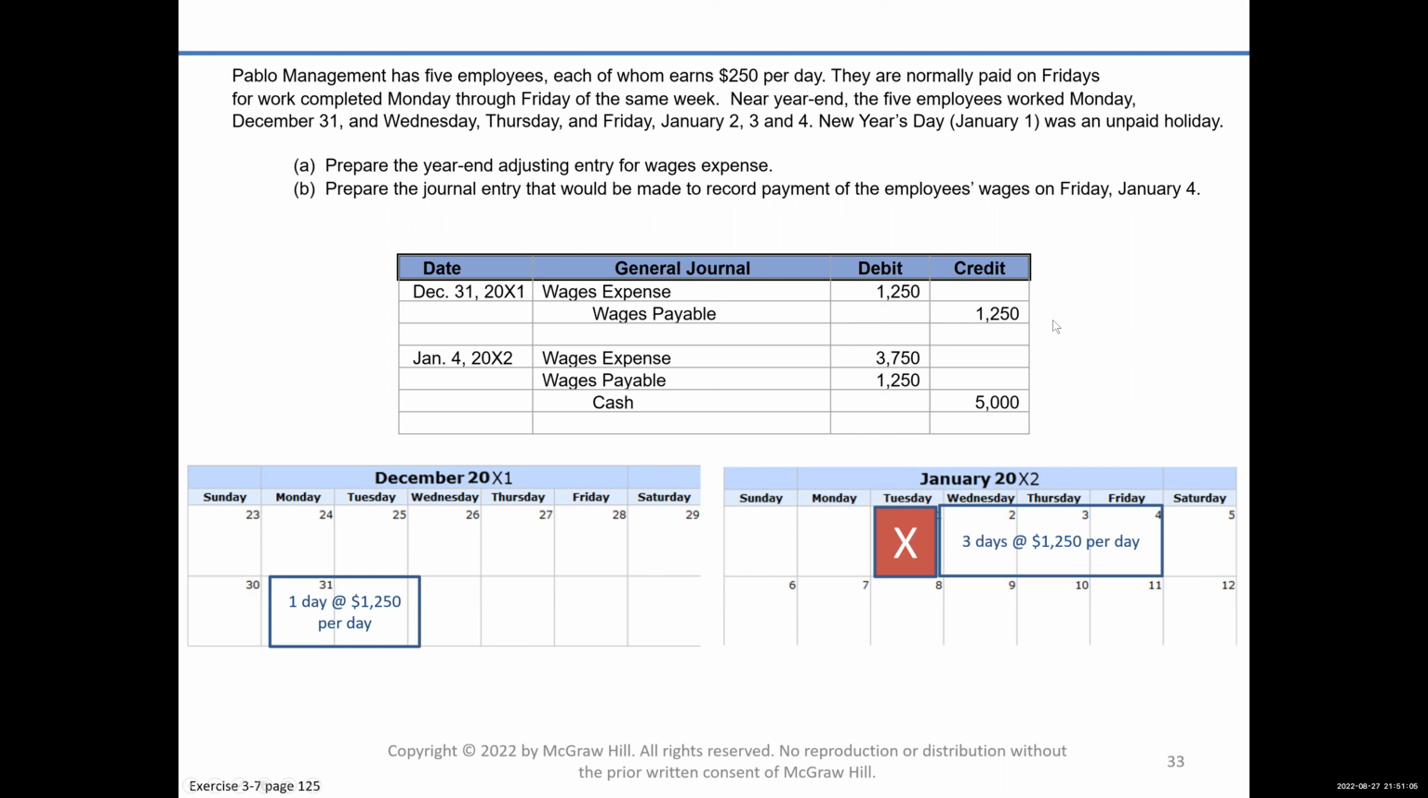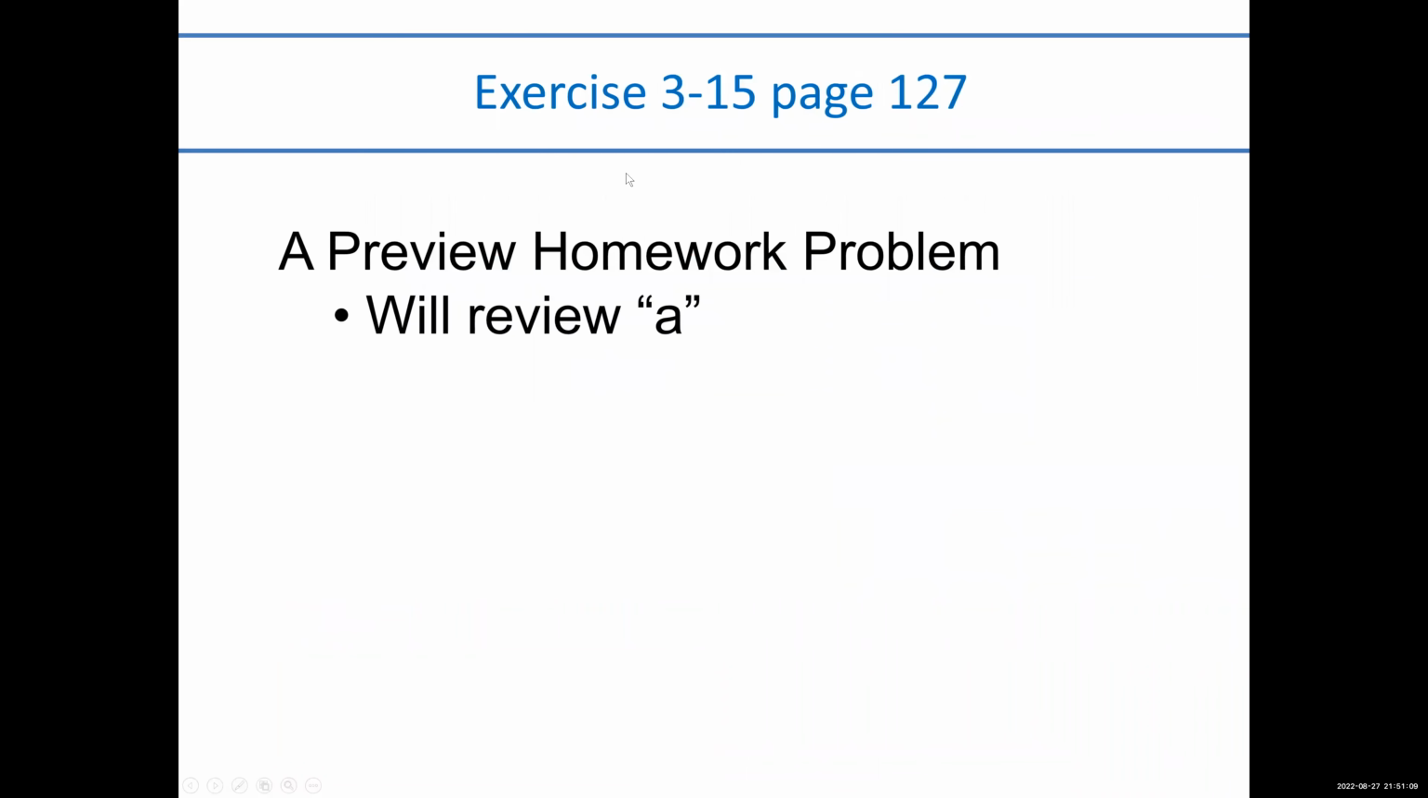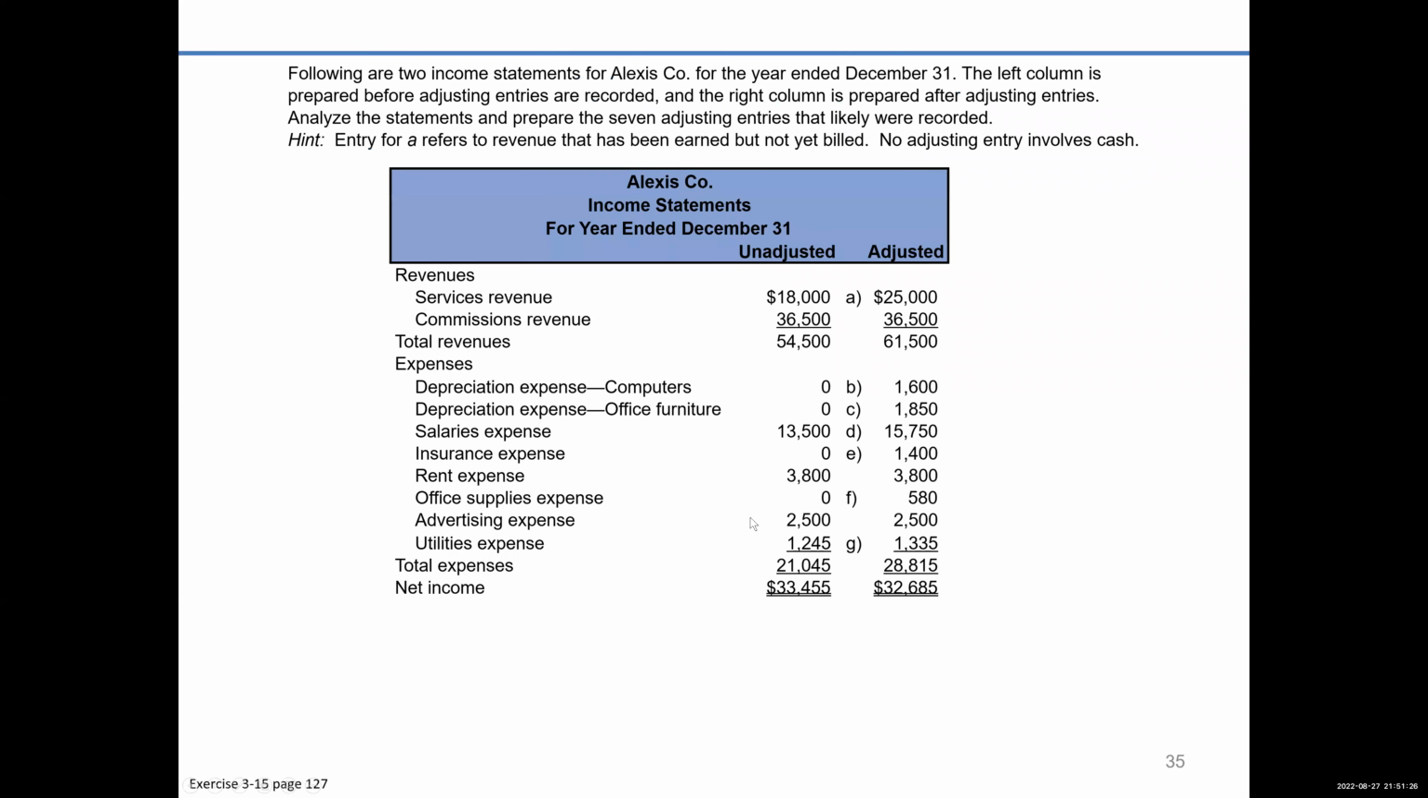Now, I do want to help you out because your homework is exercise 3-15 on page 127. And I just want to give you the answer to A, the very first one. You can read all about it, but basically they're giving you the unadjusted numbers, and then they're giving you the adjusted numbers.